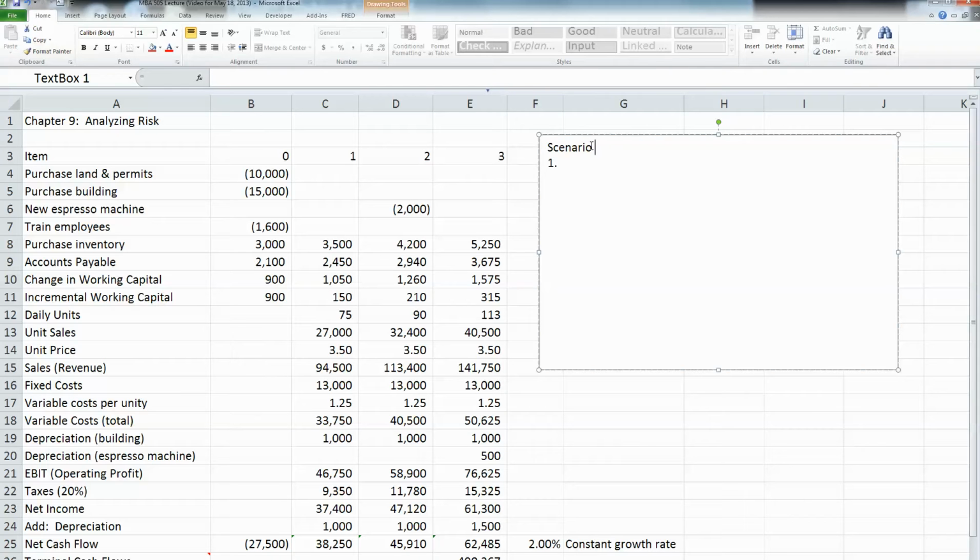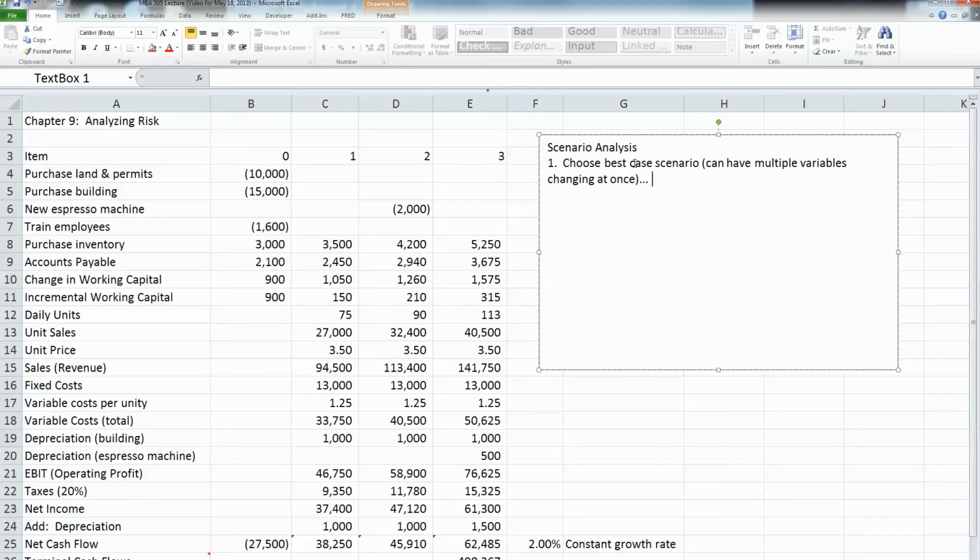To combat that issue that you have with sensitivity analysis, scenario analysis can be performed. Essentially with scenario analysis, you choose the best case, and that best case can have multiple changes at one time. So multiple variables changing at once.